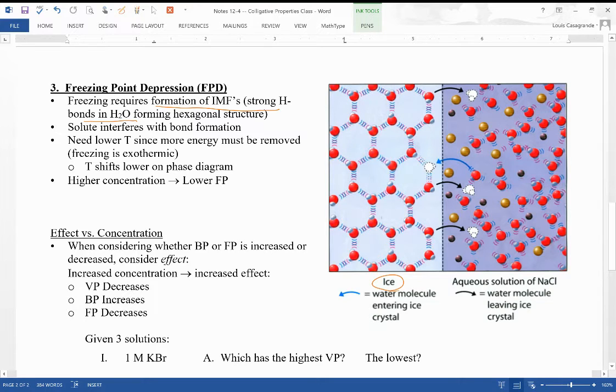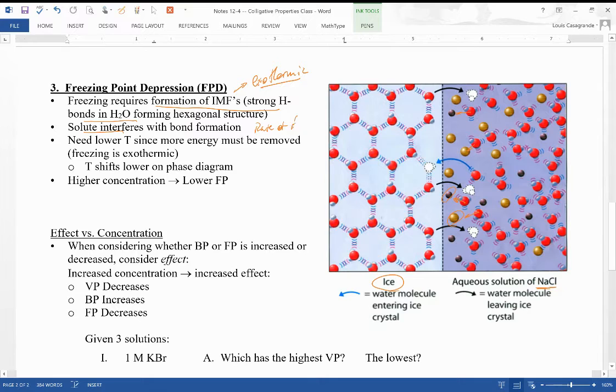Now, this freezing, formation of IMFs, is an exothermic process. We have to remove energy to get that to happen. And what happens is the solute particles on the right, in this case sodium chloride, the large chloride and the smaller sodium, are blocking the water molecules from getting into the ice. It's making it difficult to get into the ice. So it slows down the rate.